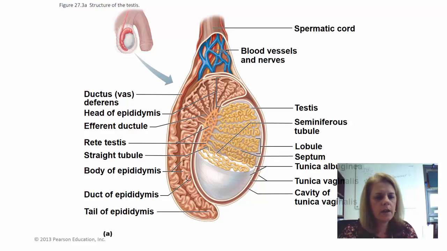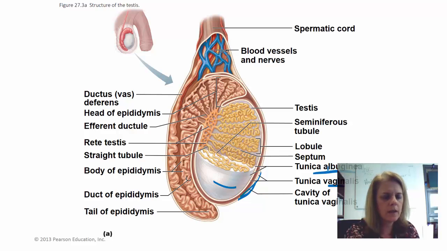All right, let's zoom in to the testis itself. You have your tunica vaginalis, which is this external layer, and then you have the internal tunica albuginea, and then it's divided into these lobes.